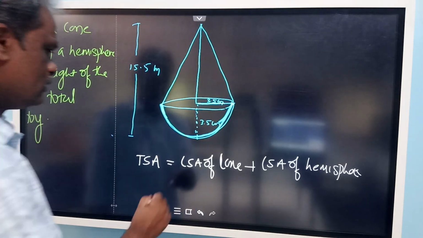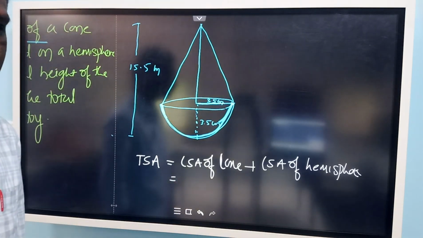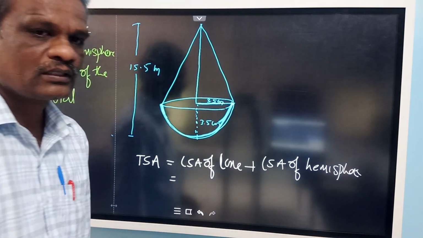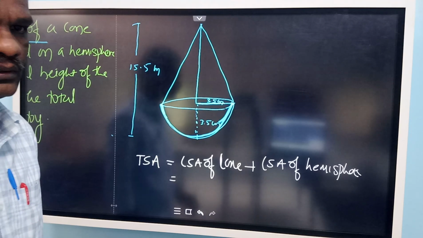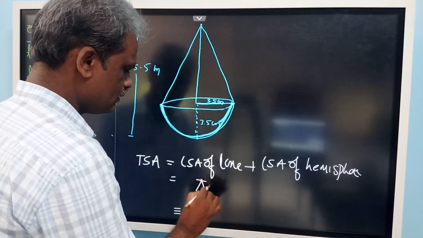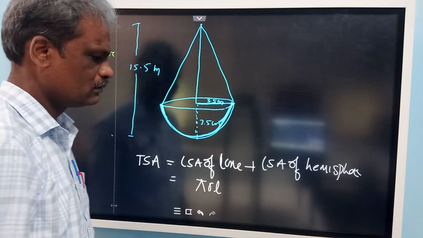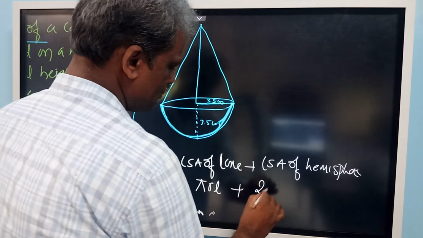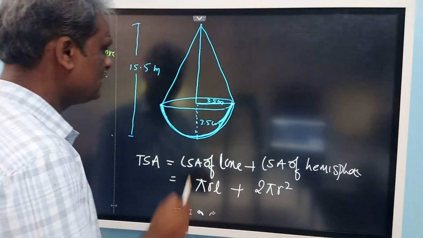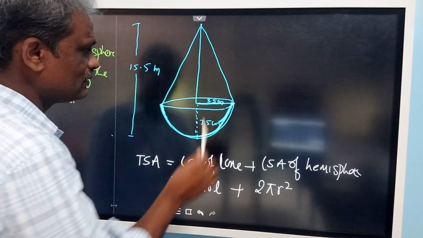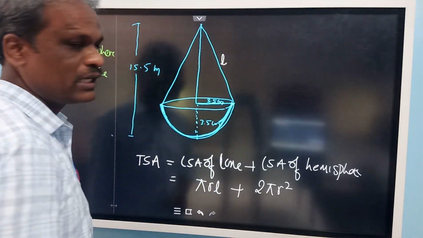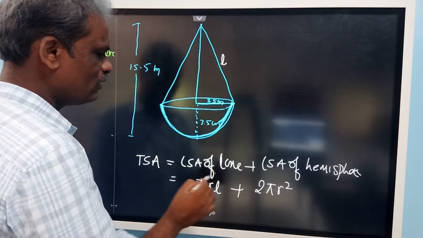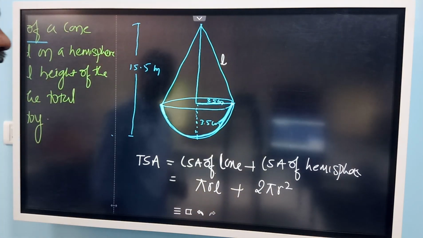What is the formula to find the curved surface area of the cone? Cone: pi r L, plus curved surface area of hemisphere, which is 2 pi r square. We don't have this slant length here. This is L. So the radius we have, the pi value you know. The only thing we have to find out is the slant length of this toy.